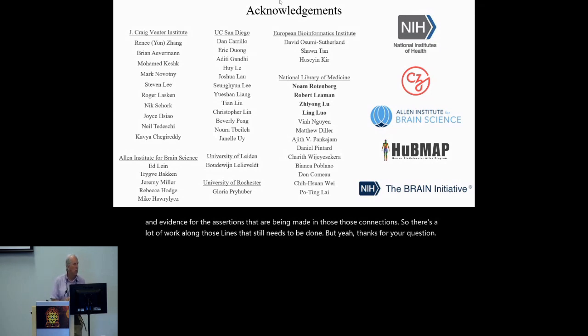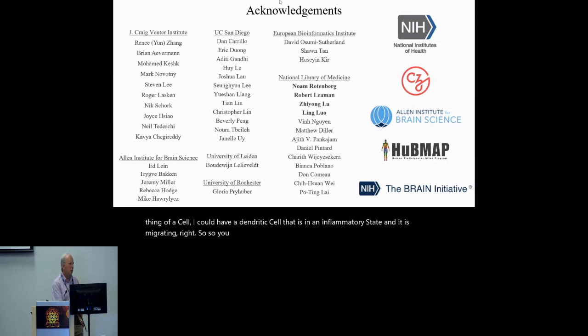Okay, one last question over here. Thanks for the nice overview, Richard. I have a question on the combination of the single-cell RNA sequencing data and the phenotyping. Because now you're just looking at a cell ontology. But if you think about more general phenotyping of a cell, I could have a dendritic cell that is in an inflammatory state and it is migrating, right? So you could get a lot of that information from the transcriptomics data.